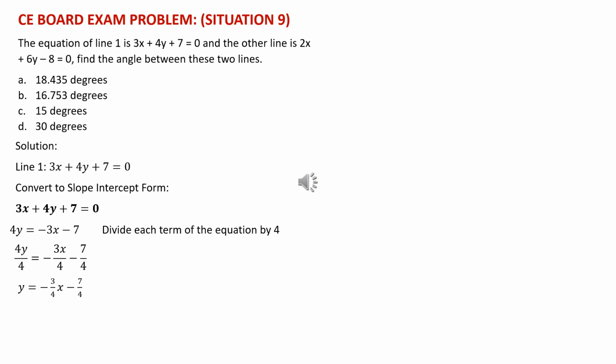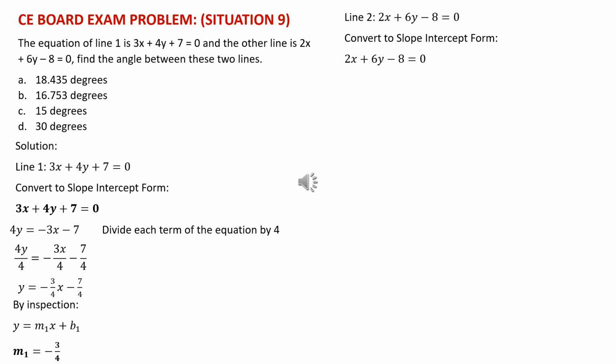Finally, our line 1 in its slope-intercept form, we have y equals -3 over 4 of x minus 7 over 4. And by inspection, it was very clear that the value of slope m sub 1 is equal to -3/4. Let us then now proceed to line 2. 2x plus 6y minus 8 equals 0.